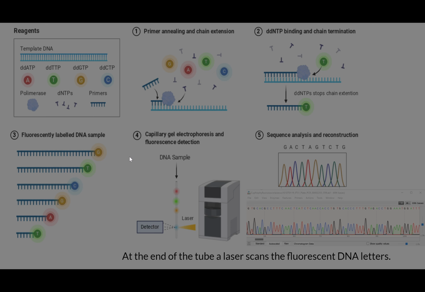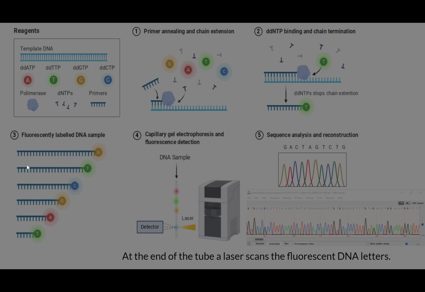By the time you get to the end of this capillary tube, you've had just enough separation of these different size fragments that the first thing to come across this laser is going to be the shortest fragment, and the last thing would be the longest fragment. And in between that, you'll have fragments of every single size ending in every possible nucleotide in that sequence. So as it comes through, this would read T, A, G, C, T, G.